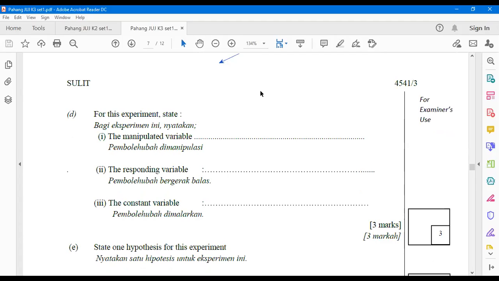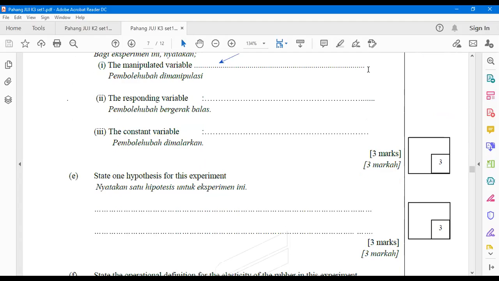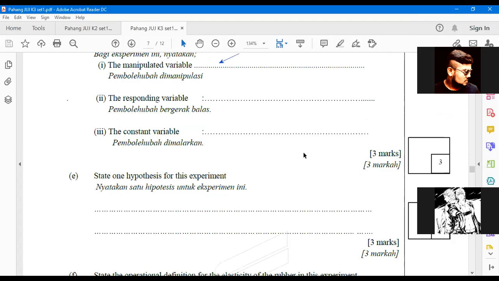Okay, now we continue with our next question. We are now talking about the hypothesis. State one hypothesis for this experiment. Should we hear from our friend? Who is our friend to answer? Ridwan, can you answer? What is the hypothesis?